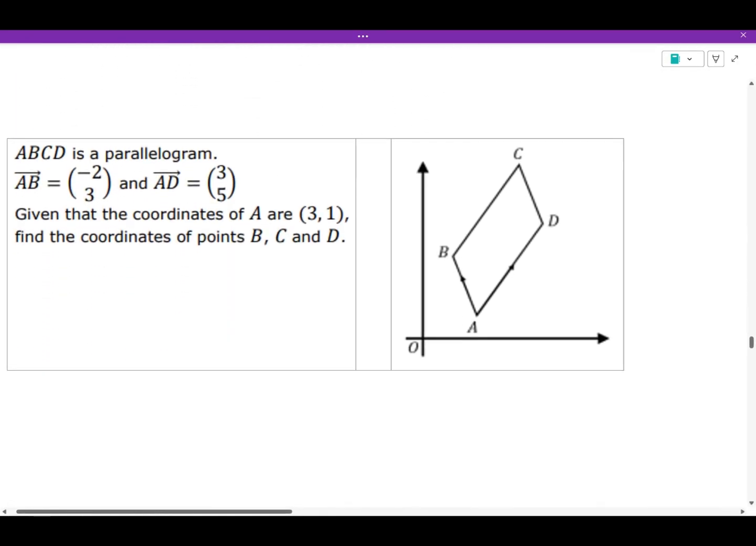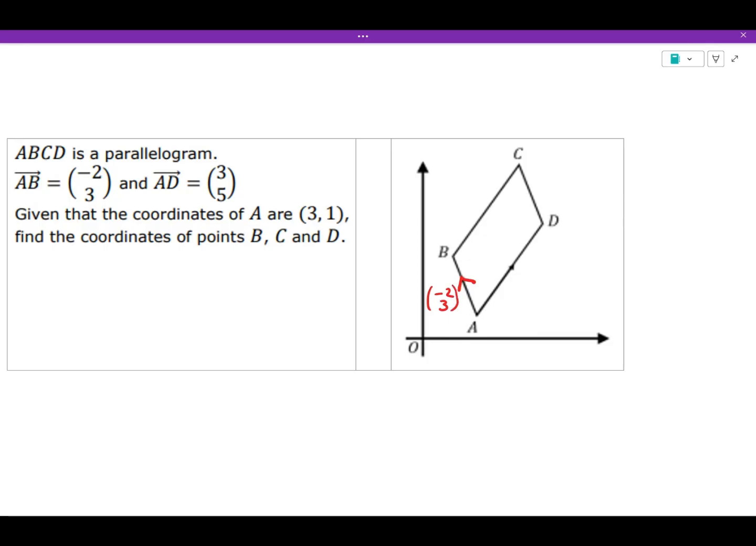So we got ourselves a geometrical problem. We're told that ABCD is a parallelogram. So remember, in a parallelogram, the opposite sides are parallel and they're equal in length. Now we're told the displacement vector from A to B is (-2, 3). So let's just indicate this very clearly on my diagram. Okay, so A to B would be along this line here going in that direction. And the vector is (-2, 3), like that.